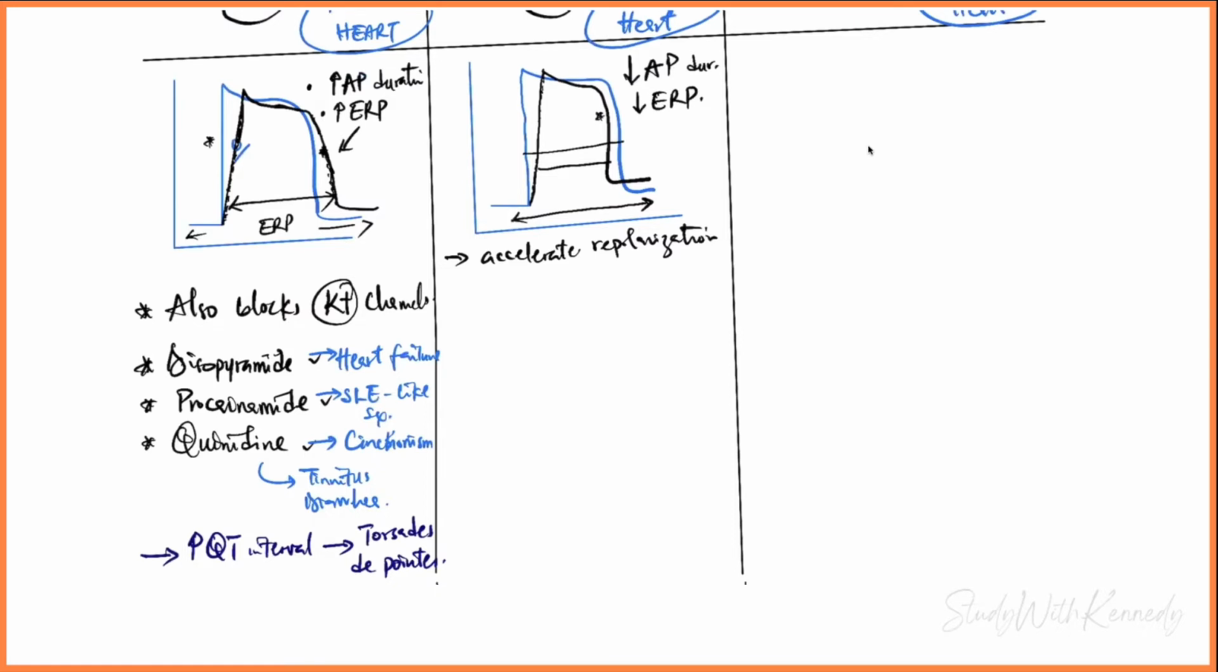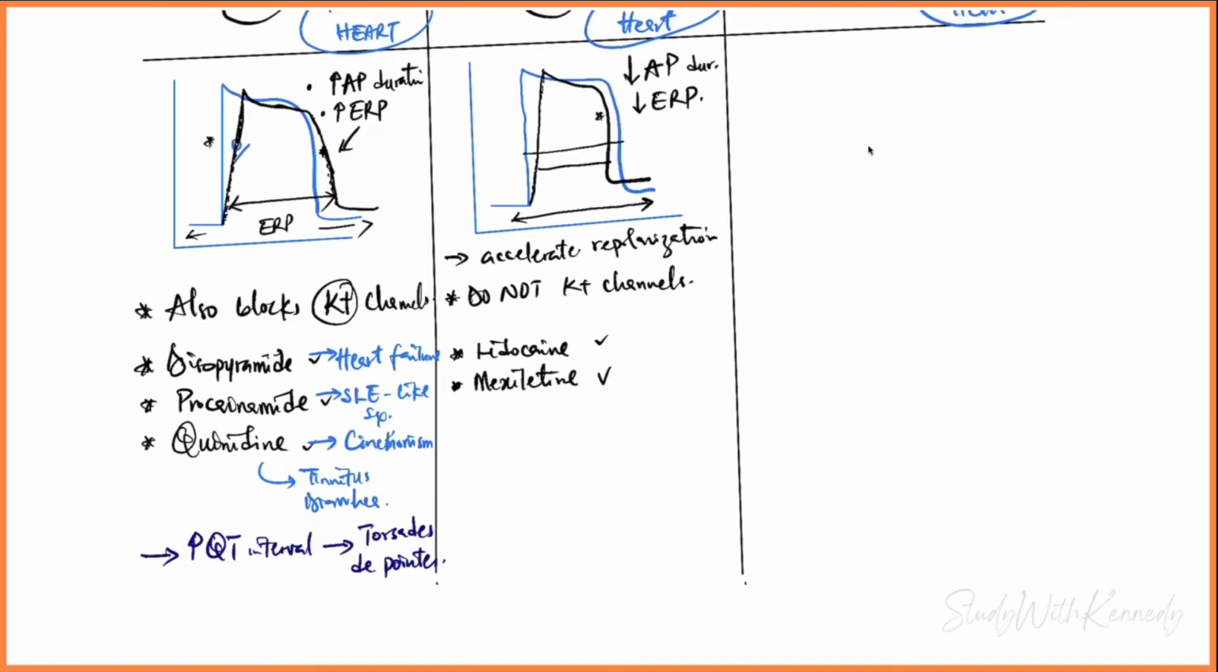They do not block potassium channels. What medications do we have under class 1B? We have lidocaine and mexiletine. And they have a class effect in terms of their side effects.